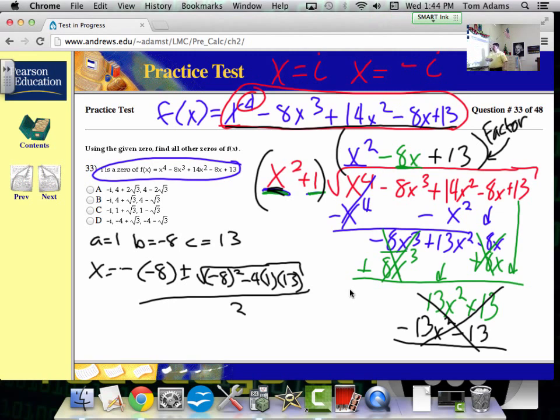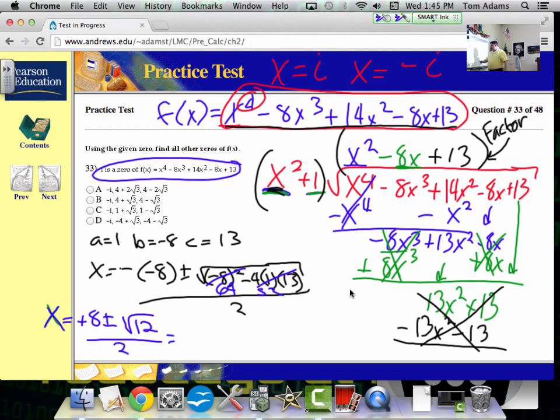Okay. So I'll leave that up there for a second, let you guys write it down. In the next line, I'm going to try to write small so I can fit it all in there. X is equal to positive 8 plus or minus, this becomes 64. This becomes 52. What is 64 minus 52? 12. So then this is plus or minus the square root of 12 all over 2.